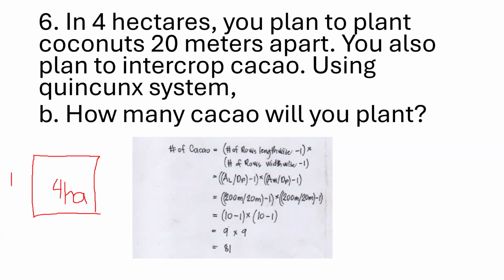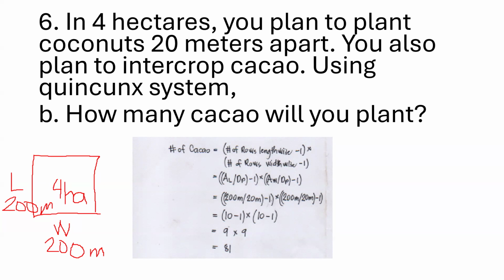Now, ang length and width ng 4 hectares is pwedeng 200 meters by 200 meters. 2 times 2 is 4. 1, 2, 3, 4 na 0. So, 40,000. Tama.